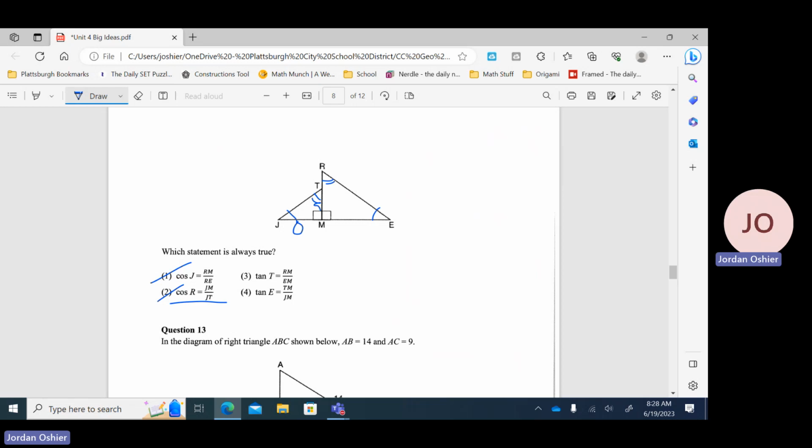So if I come over to R, opposite is EM, so it's not that one. So it's got to be this last one. Tangent of E is the opposite over the adjacent. So I'm going to go back to this small triangle. The opposite is TM, the adjacent is JM. That's why it's number 4.